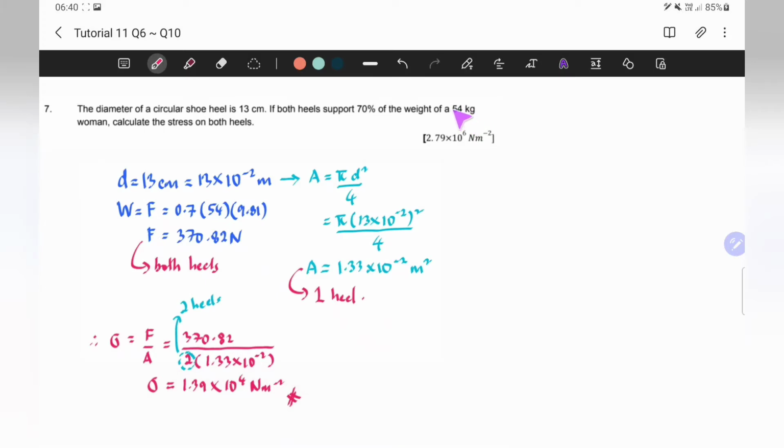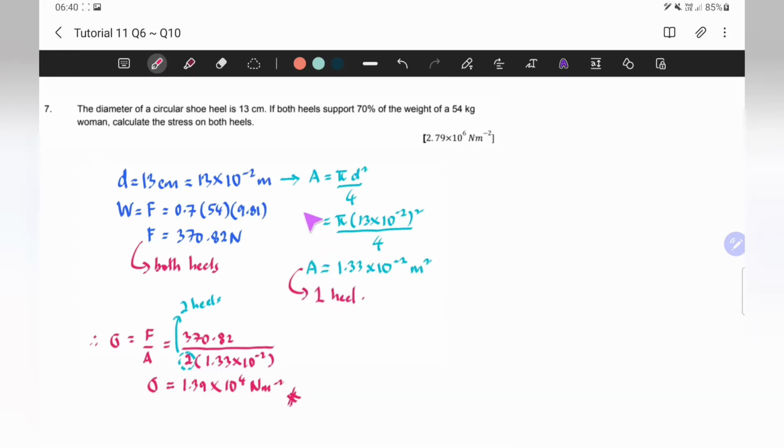As we know, the diameter is 13 centimeter, so we convert it to meter and you will get this. Then we may calculate the area. Area equals pi d squared over 4. We substitute the diameter here, and you will get the area of the shoe heel, which is 1.33 × 10^-2 meters squared. So this is for one heel only.